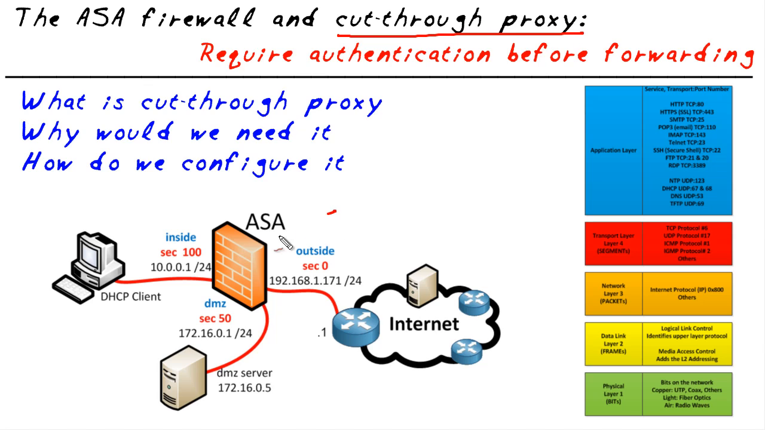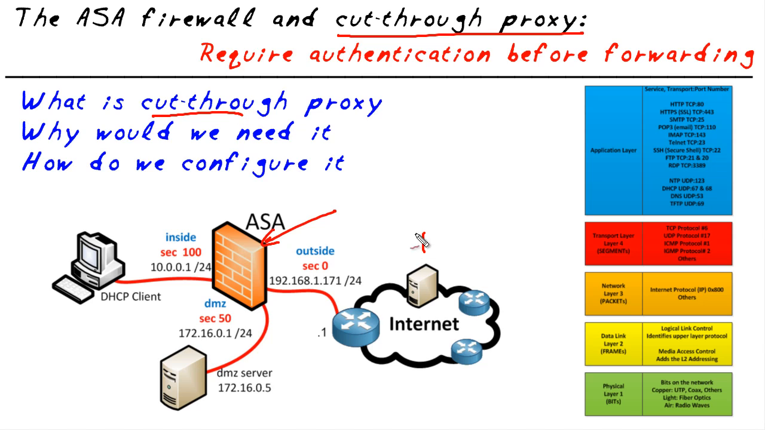We can train an ASA that when inbound traffic is coming into a certain server to, on behalf of the server, stop that traffic, ask the user who they are, and if they are a valid user, only then allow that traffic to continue down to the server. So what is CutThrough Proxy, and in fact, why do they even call it that?